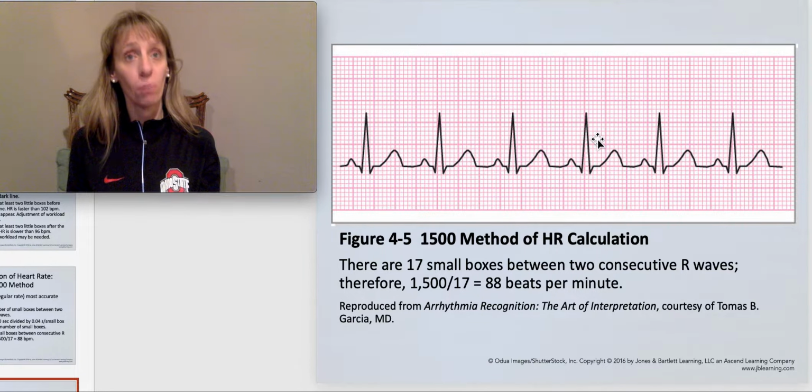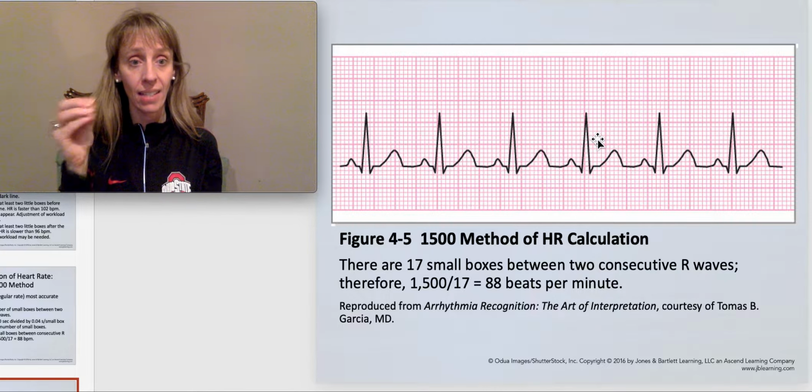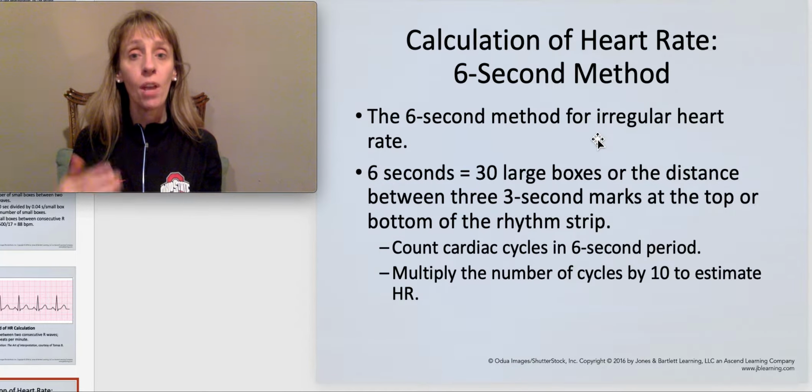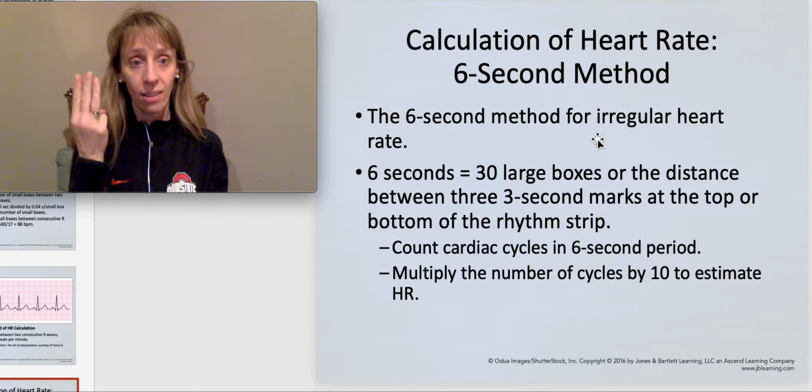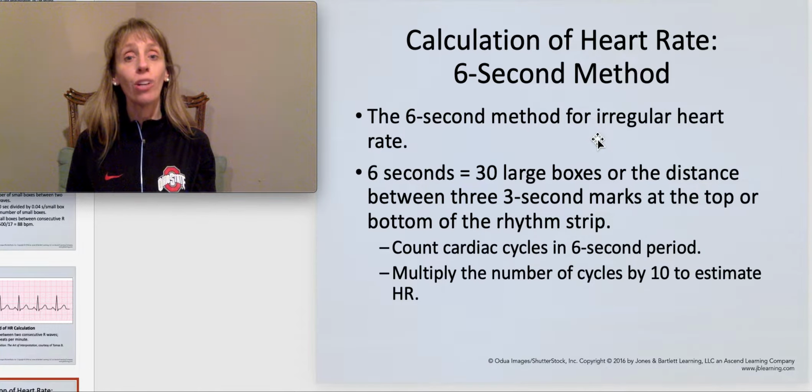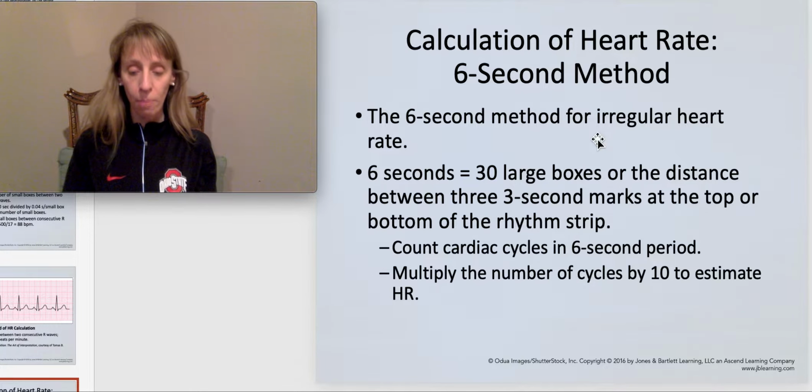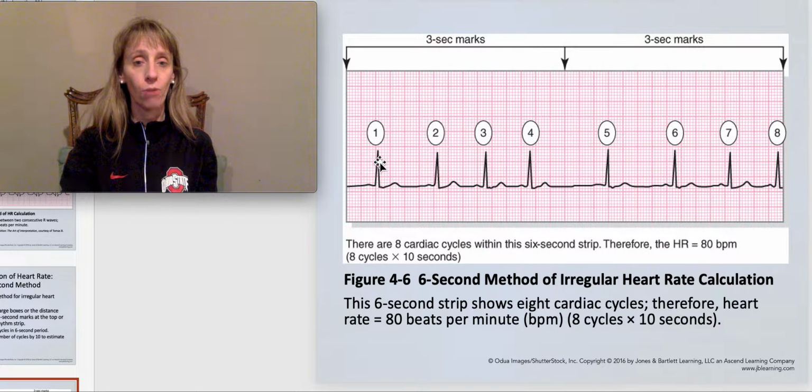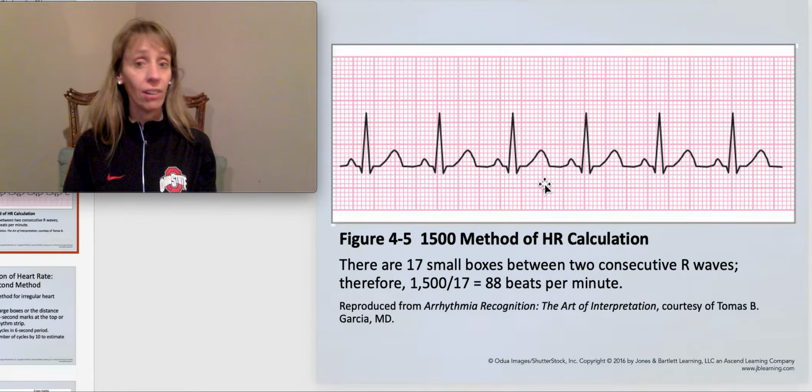Makes sense, right? The problem is again, you got to count it fast and then pull out the calculator and do your math. This third method, and the last method I'm going to talk about, is now for an irregular heart rate. So remember, I talked about irregular heart rate. At first glance, you notice that this rhythm looks very different from this rhythm.